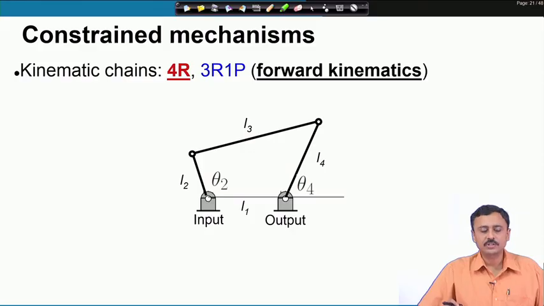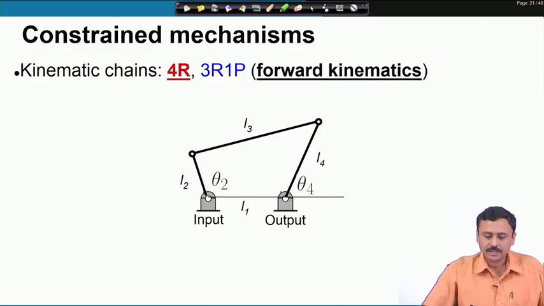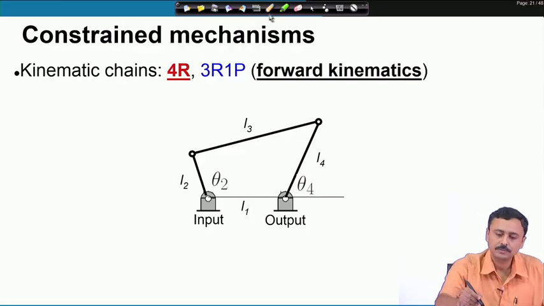So, we will start with constraint mechanisms, and the simplest constraint mechanism is a 4R kinematic chain. I will discuss the 3R 1P kinematic chain subsequently. The first problem is the forward kinematics problem. Here in this chain I have marked out what is input and what is output.